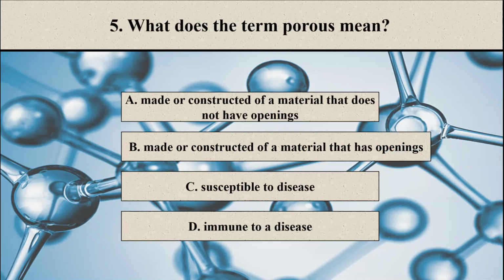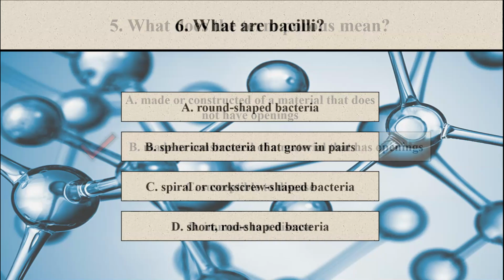What does the term porous mean? Made or constructed of a material that does not have openings. Made or constructed of a material that has openings. Susceptible to disease. Immune to a disease. If you chose B, made or constructed of a material that has openings, you are correct.